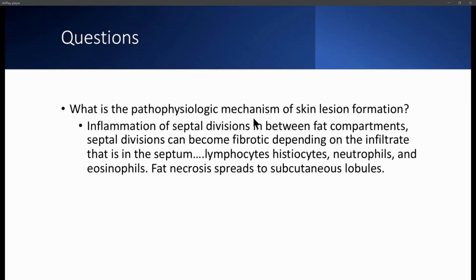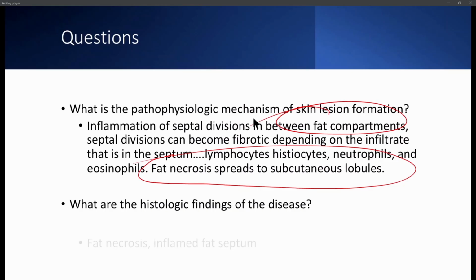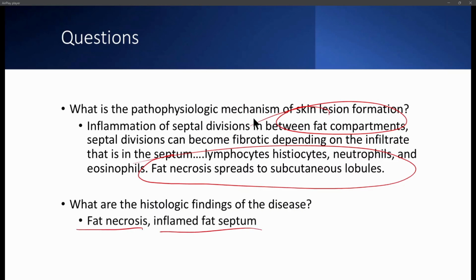And the skin lesion formation, remember, has to do with our subcutaneous fat. Erythema nodosum is the only one that deals with the subcutaneous fat. Everything else affects the skin layers, but this one affects the subcutaneous layer. So you get fat necrosis, and that spreads to the subcutaneous lobules, and you get necrosis of all that. Histologic findings of the disease: fat necrosis and an inflamed fat septum. So anything always involving the subcutaneous fat layer is going to be erythema nodosum.